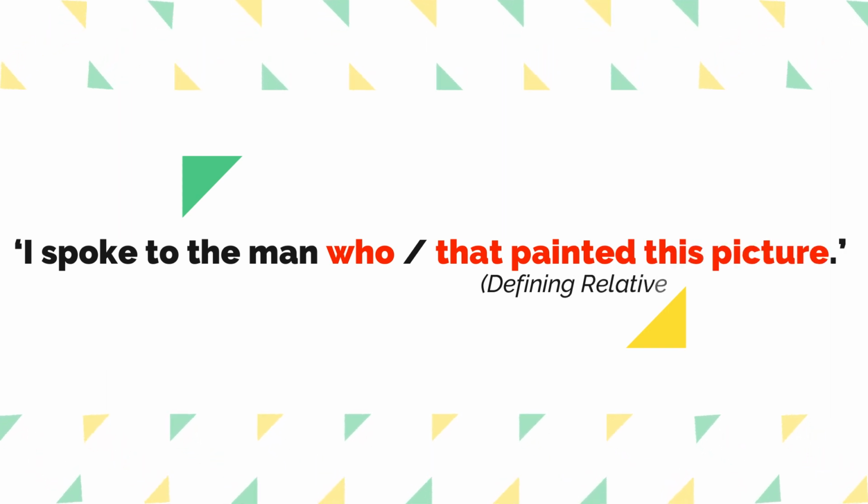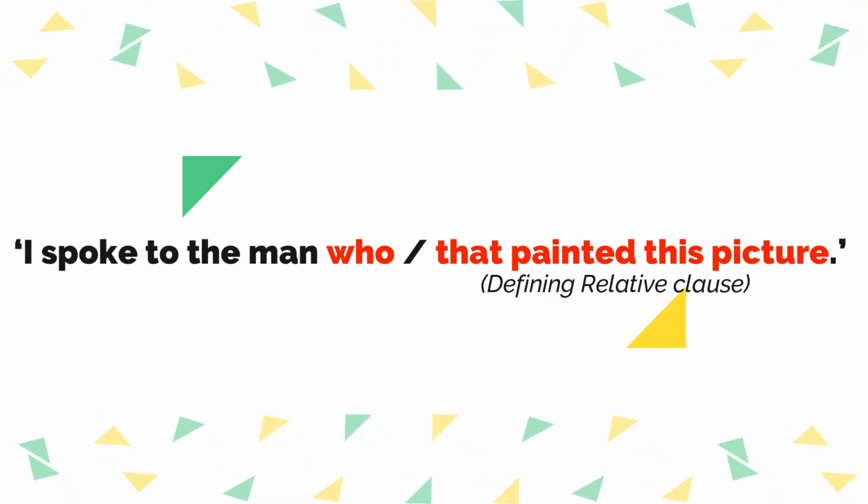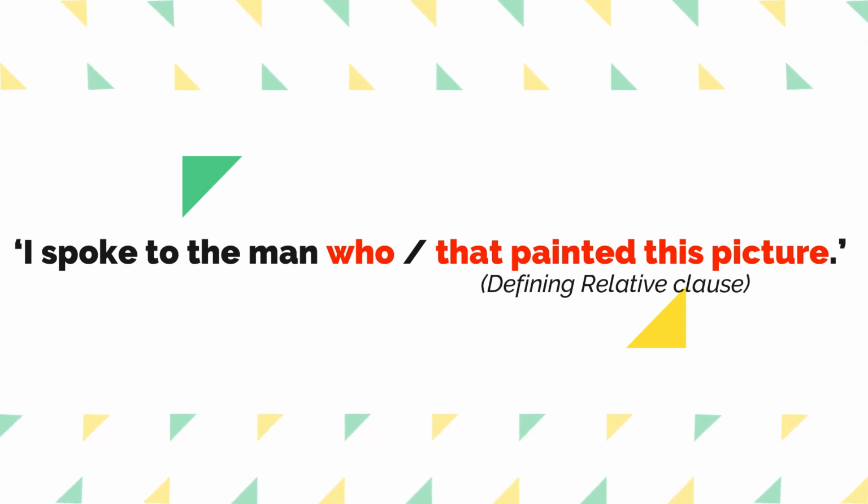As you can see, I spoke to the man is the main clause. Who or that painted this picture is the defining relative clause. As you can see, the relative pronoun who or that replaced the subject pronoun he, which refers to the man.